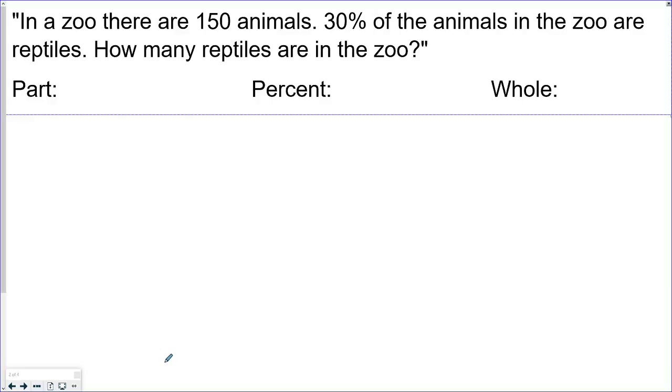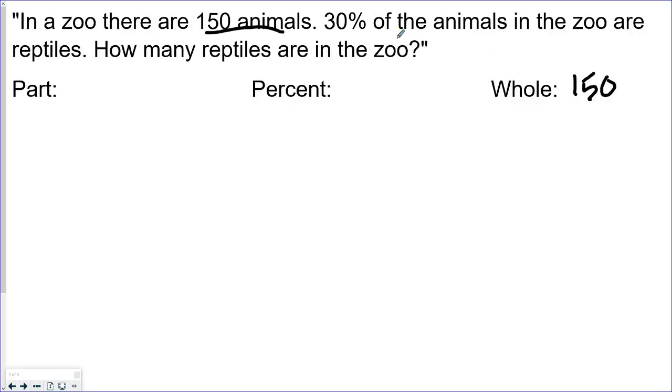So this is a very typical percent problem. In a zoo, there are 150 animals. 30% of the animals are reptiles. How many reptiles are in the zoo? Well, let's focus on the first one, 150 animals total. That's all the animals, so that's going to be our whole, it's 150. 30% of them are reptiles.